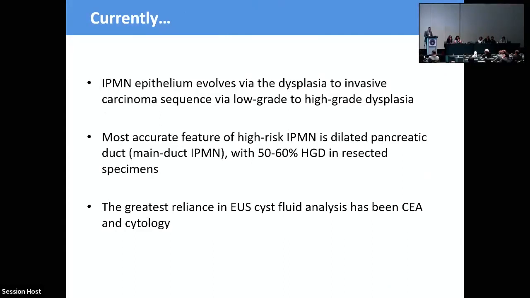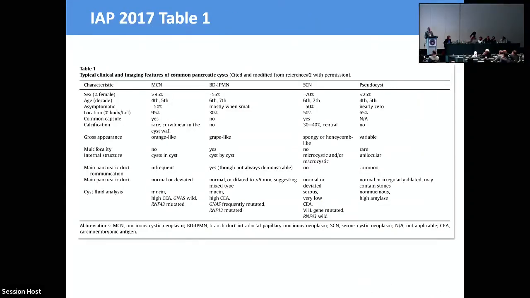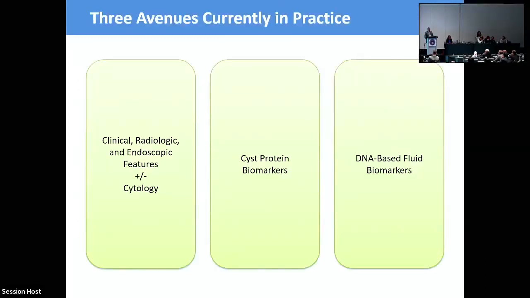And currently, what we do know is that the IPMN epithelium evolves via dysplasia to invasive carcinoma sequence via low grade to high grade. But we also know that the most accurate feature right now that we still have for detecting high-risk IPMN is a dilated pancreatic duct. So far, the greatest reliance that we have in the US for cyst fluid analysis has been on CEA and cytology. If you actually look at what we consider our go-to guidelines, at least at our institution, are the IAP guidelines. And in fact, if you try and look at molecular cyst analysis, it's actually that last row. There's really not very much on it in the IAP, and that's from the iteration from 2017. And we're waiting for the most current iteration to come out and see how much more there will be in there.